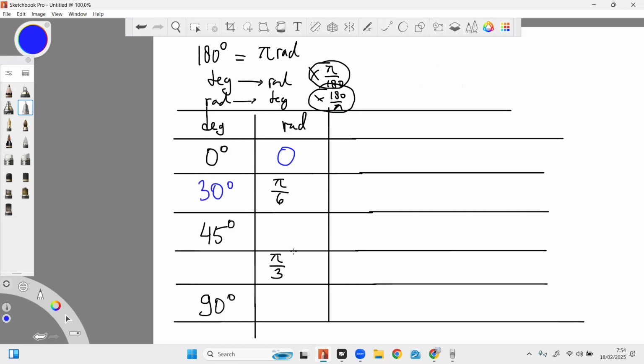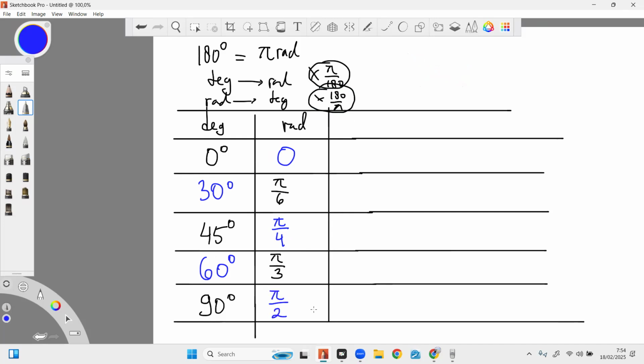45 degree, how many radian? 1 over 4 pi. Okay, you get it. Or pi over 4, make it simple. Yeah. Pi over 3 radian, how many degree? 60. Good. Very good. 90? 1 over 2 pi. That's it.